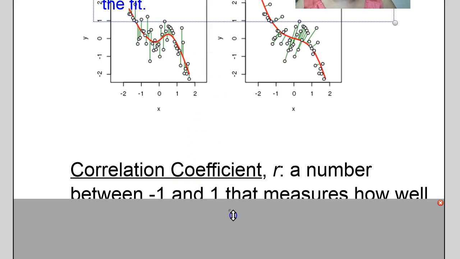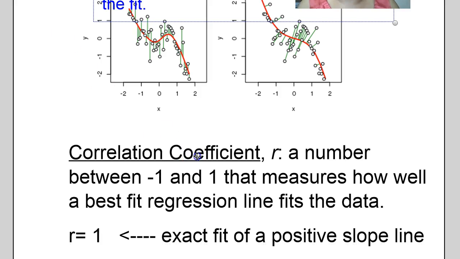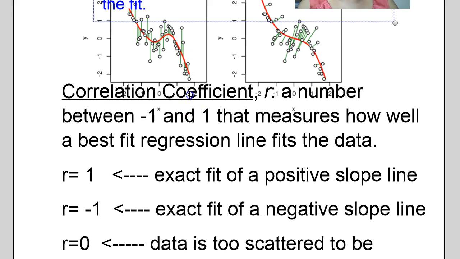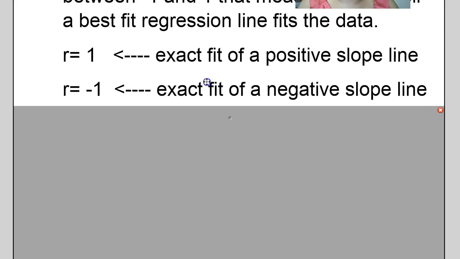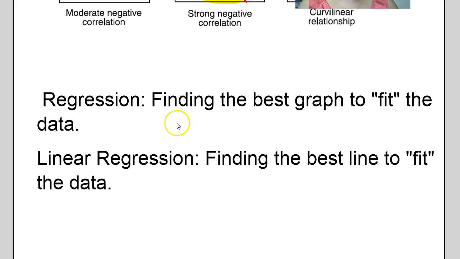Now, another way to determine how good the fit is is by the correlation coefficient. That correlation coefficient is a number that we call R that's between -1 and 1, and it measures how well a best fit regression line fits the data. And remember, regression is the process of determining the best fit graph to the data, and a linear regression is the process of finding the best line to fit the data.